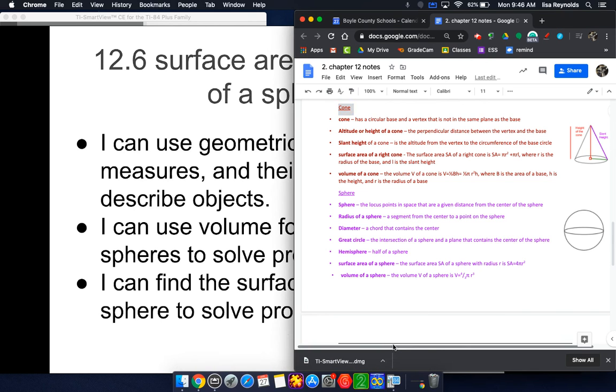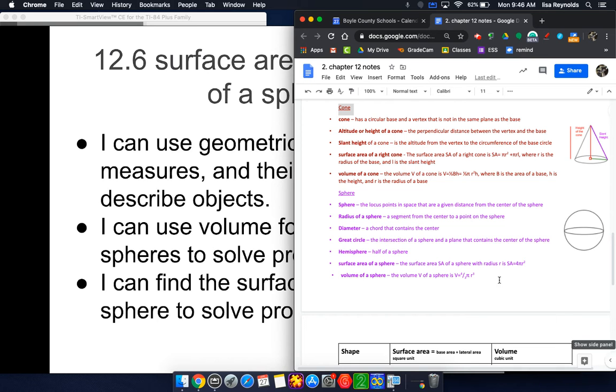This is notes and examples for section 12.6, which is the sphere. So you'll need to get out your notes. So we're going to be working on the sphere section today.